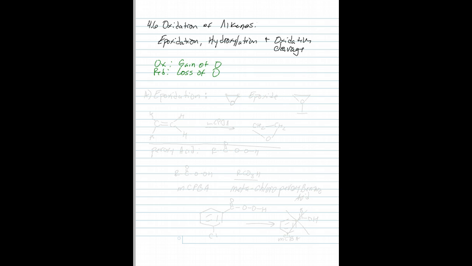Okay? The first reaction we're going to talk about in this section is called epoxidation. We've talked about what an epoxide is in class already. If we have not, we're going to talk about it right here. Remember, an epoxide is a three-membered ring with an oxygen as one of the atoms. That's the functional group, epoxide.